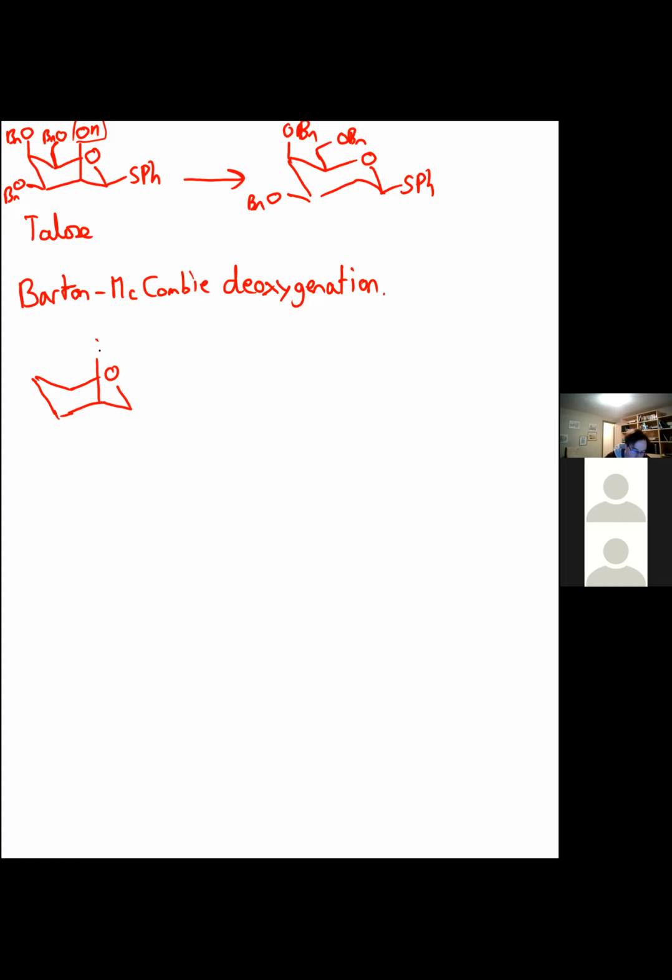So what we're going to do is I'm not going to worry about the rest of the sugar, we're just going to worry about the OH. And we're going to do 4 steps. Number 1, we're going to treat it with sodium hydride. Number 2, we're going to treat it with carbon disulfide, which is like carbon dioxide, but with sulfur. Number 3, we're going to treat it with methyl iodide. Number 4, we're going to heat it.